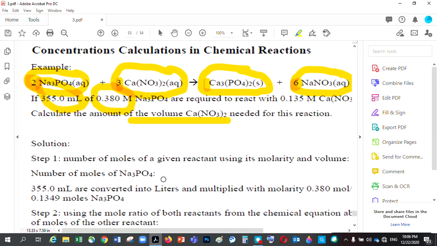So first of all, we calculate the number of moles of the given reactant, sodium phosphate. 355.0 milliliters has to be converted into liters, multiplied by moles per liter, 0.380. Then you get the number of moles, which turns out to be this amount here, moles of sodium phosphate.